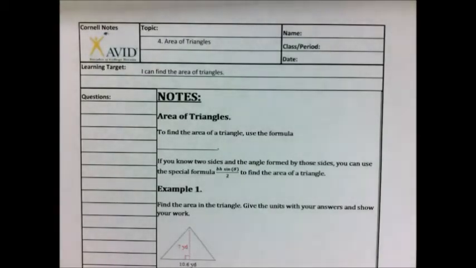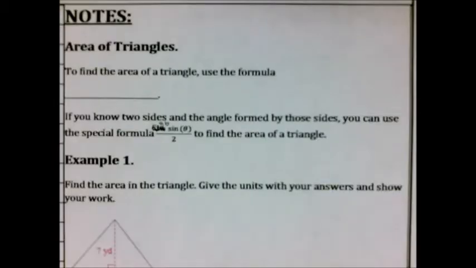Alright, now we're going to talk about area of triangles, and your learning target is I can find the area of triangles. In order to find the area of a triangle, we can use that formula that you guys have known for a long time. Area is equal to 1/2 times the base times the height of a triangle. Okay, so this blank is A = 1/2 bh.